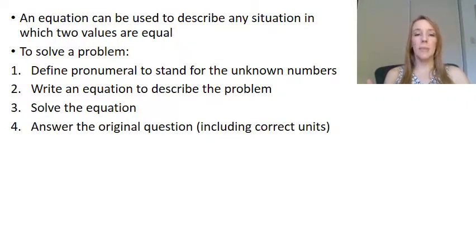So there are 4 steps. The first is you define a pronumeral to stand for the unknown numbers. The second is you write an equation to describe the problem, and the third is you solve the equation, and the last step, which is really important as well, is you answer the original question and make sure you include correct units when you're doing so. So if we work through an example, it'll probably become a bit more clear.